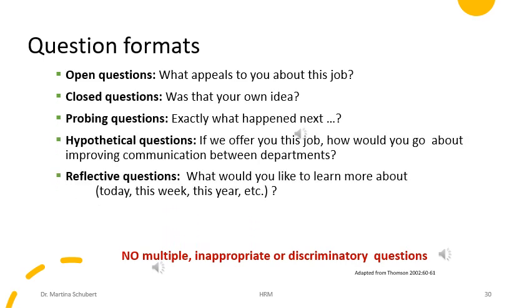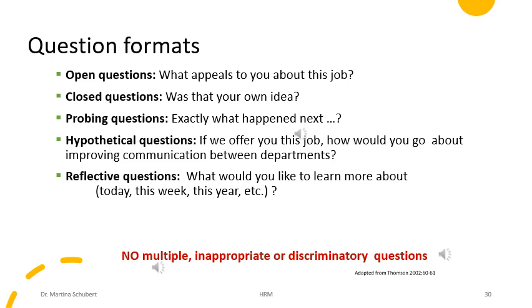Open questions draw the candidate out. Most of the time they begin with what, why, when, and who. Tell me about this or that. Closed questions are usually used to clarify a point of fact, and often only require a short or single word answer. Hypothetical questions we talked about already.